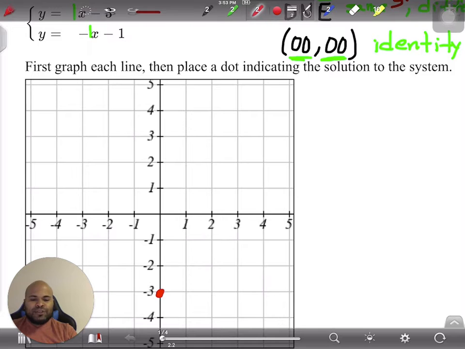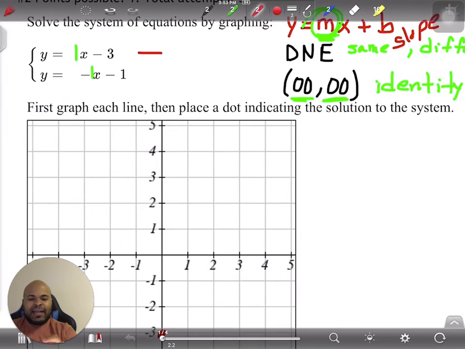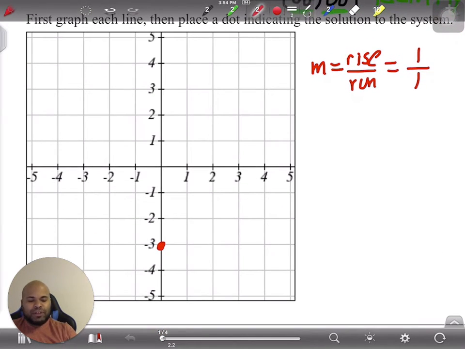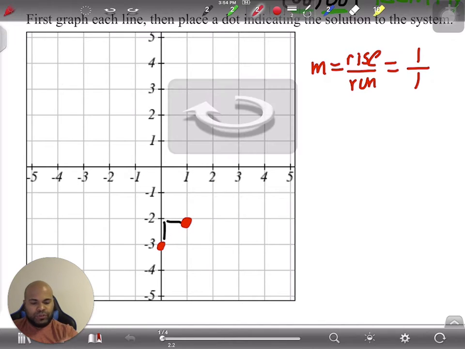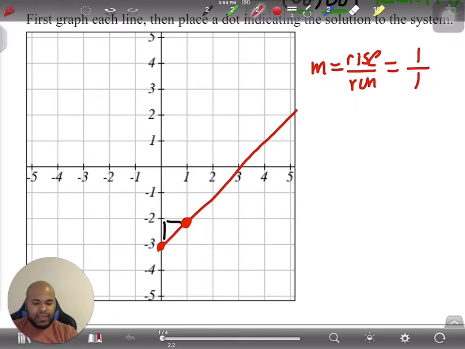So I write the slope of the first line as rise over run. Just remember that slope is rise over run. By looking at the first equation, I will have to write 1 as a fraction. So that's 1 over 1, which means I'm going to go up 1 from my y-intercept and over 1. And that's my new point. And I'm going to continue to do the same thing over and over, and that way, I'm going to have the slope.